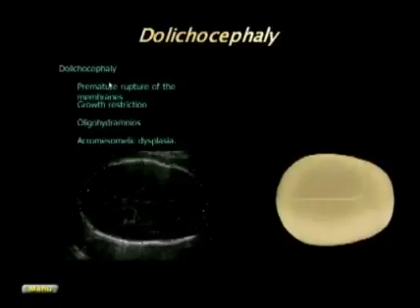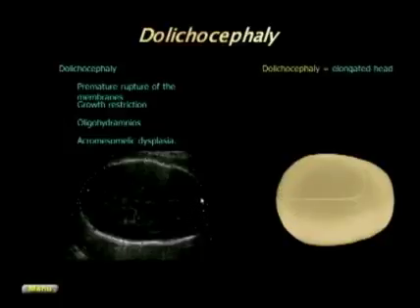Dolichocephaly is just the opposite. Dolichocephaly is a condition in which the head is squished side to side, and that occurs in a few conditions such as premature rupture of the membrane, growth restriction, oligohydramnios, or the acromesomelic dysplasia. Those babies have a head that is too elongated, as you can see on the scan here.